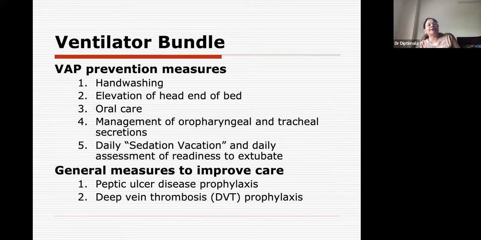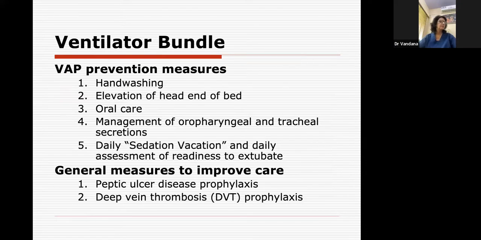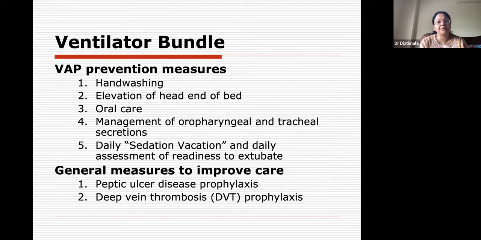Now, I'll talk quickly about the bundles. I'm sure most of you must be following this. It can be a quick revision, but at the same time, there is so much heterogeneity of ICU care in our country that standardization still is a big challenge. Maybe most of you attending this might be working in good setups in corporates or big private hospitals, but every city has small setups also where things are not up to the mark.